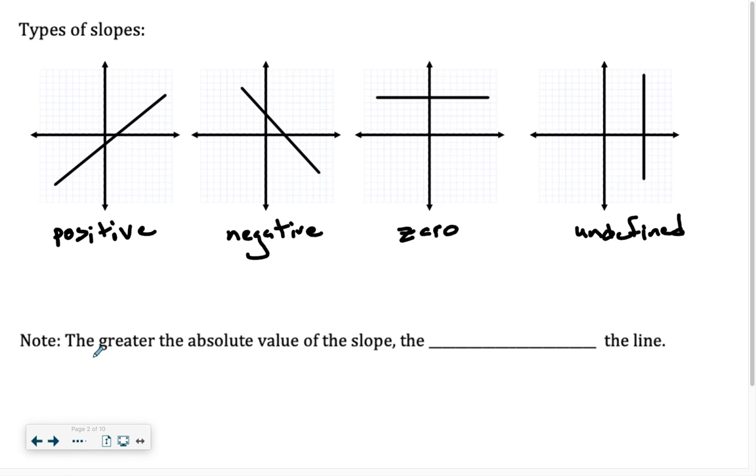Now, the greater the absolute value of the slope, the steeper the line. So if our line has a slope of 1, it would look something like this. If the line has a slope of 2, it's going to be a little steeper. A slope of 3, even steeper. We can say the same thing about negative slopes as well: a slope of -1, slope of -2, slope of -3. It keeps getting steeper and steeper.